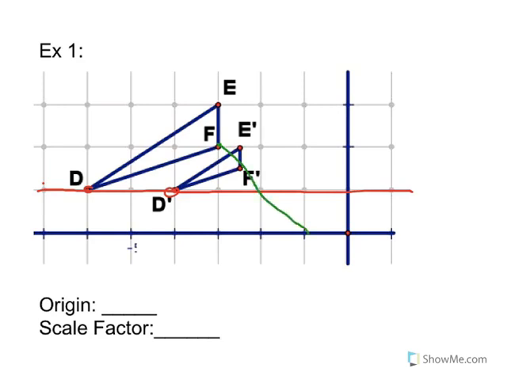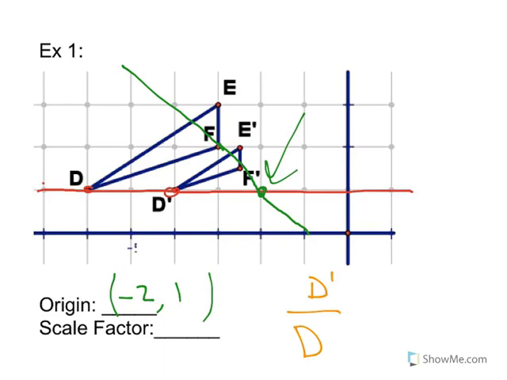When I connect those, you could use a ruler and make your line a little bit straighter. Those two lines meet at this point right here. So that is your center of dilation. That point is at -2, 1. Now we're going to find the scale factor by seeing how far our points are from that center. I'm going to use D prime and D because it's on a straight across line. It's going to be a little bit easier to count.